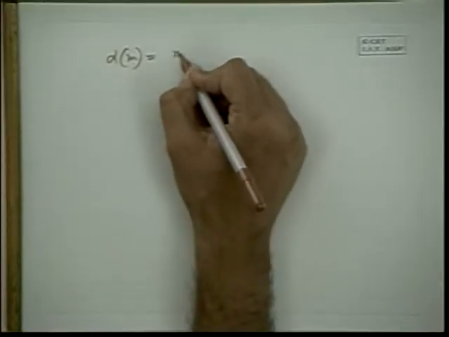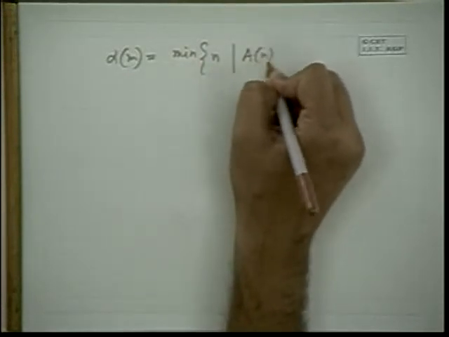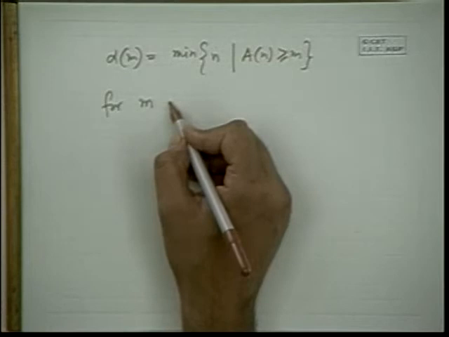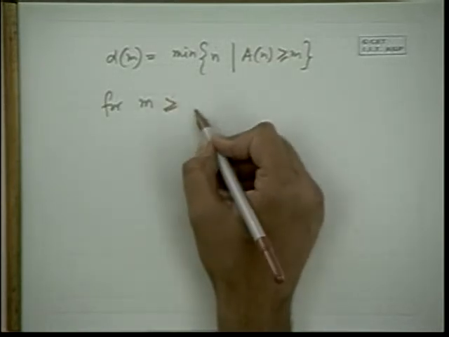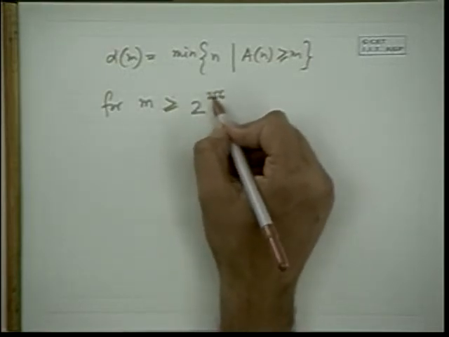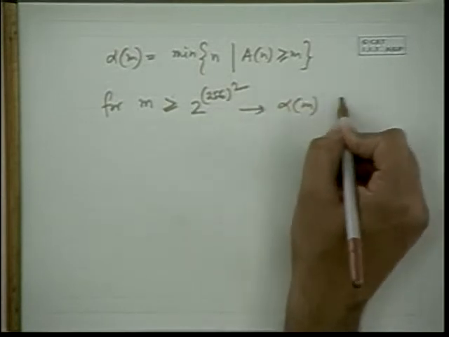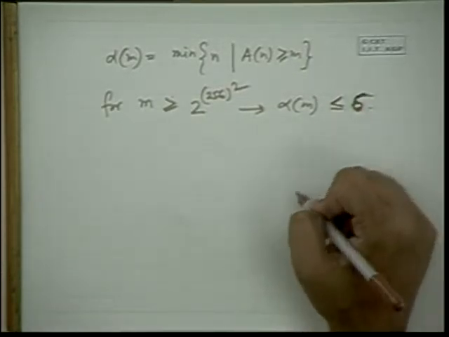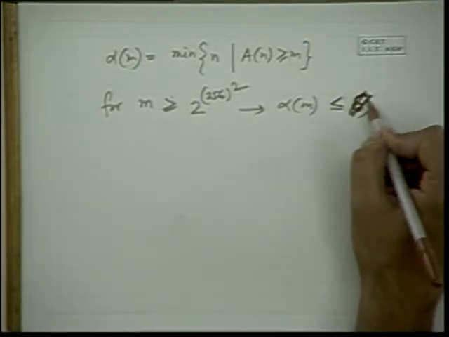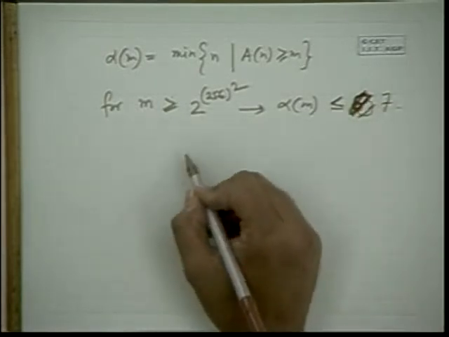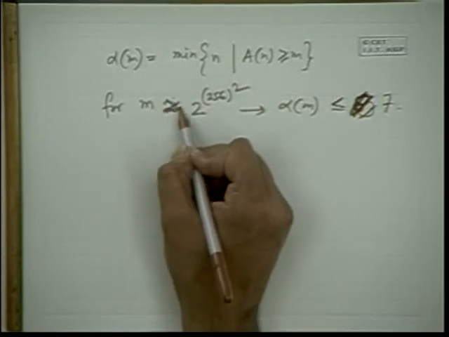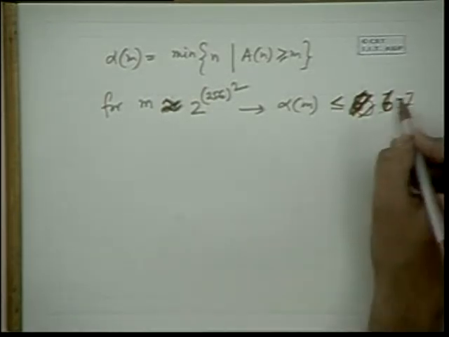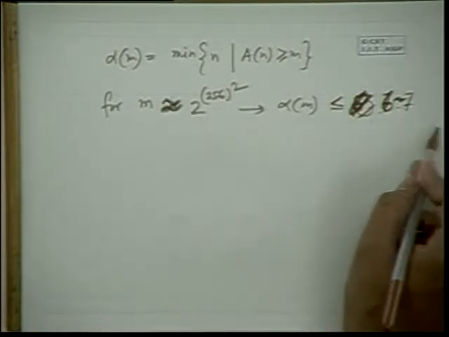Alpha m is equal to the minimum of n such that A of n is greater than m. And for m greater than, say, 2 to the power 256 square, alpha m is less than or equal to 5 or 6. Since I have put square, put it less than 7. So m is in this range, alpha m is 6 to 7 basically. Okay, m is in this range, alpha m will be in this range.